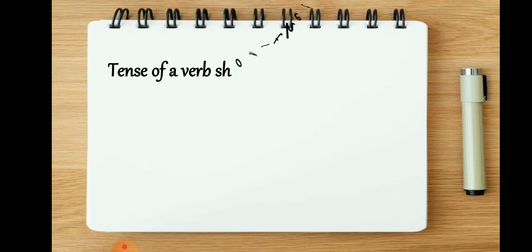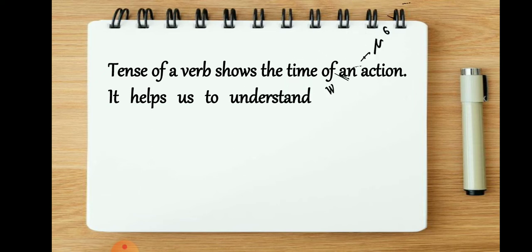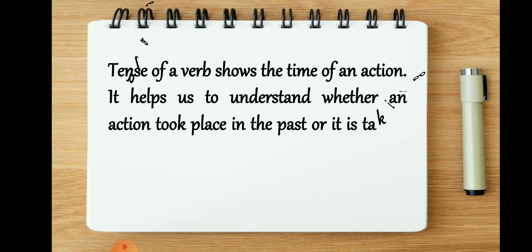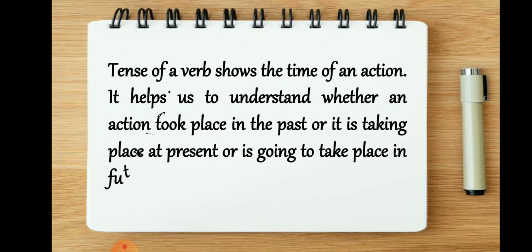First, we need to know what is tense. Tense of a verb shows the time of an action. It helps us to understand whether an action took place in the past, or it is taking place at present, or is going to take place in future.